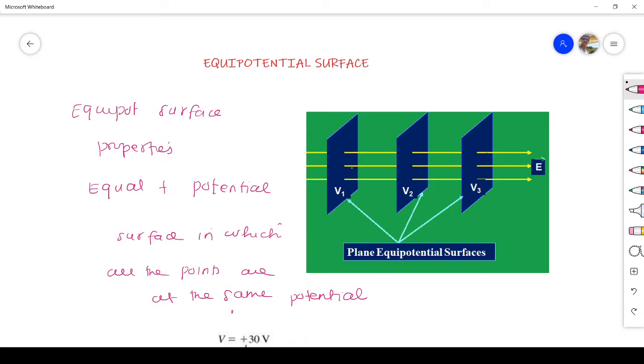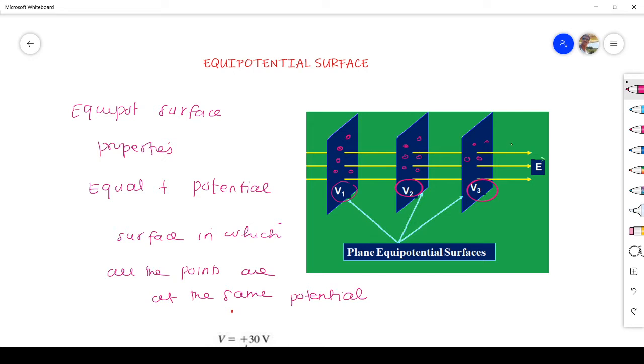Here you see we are having three equipotential surfaces, that is V1, V2 and V3. That means all the points in V1 are at the same potential. Similarly, let us assume these are all the points; all the points are at the same potential. Here also all the points are at the same potential, right? So it is a very important one.